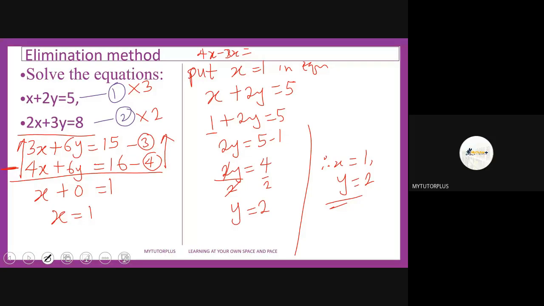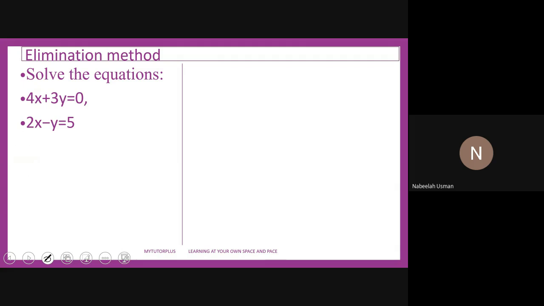Is that clear enough? Can I move on to the next question? So let's check this one out. Or should we solve this or this? Okay, let's solve this one.